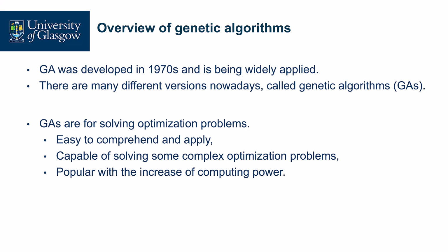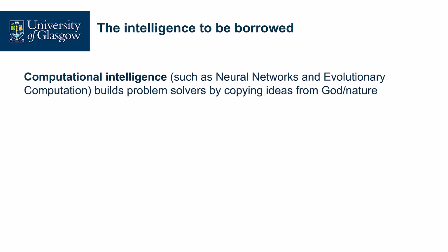So many people could have a question: why is genetic algorithm AI? Genetic algorithm belongs to evolutionary computation. Evolutionary computation is a field of computational intelligence, which is a branch of artificial intelligence.